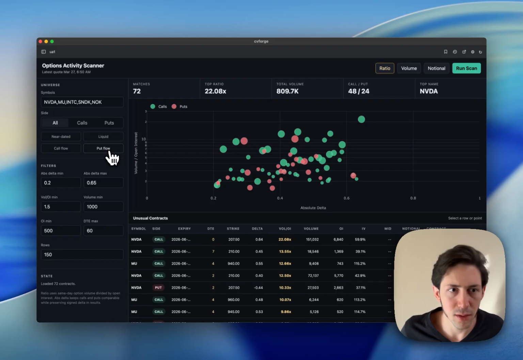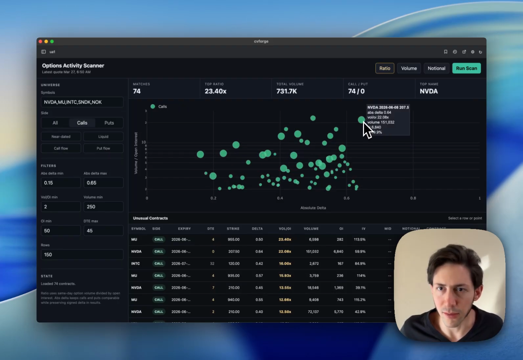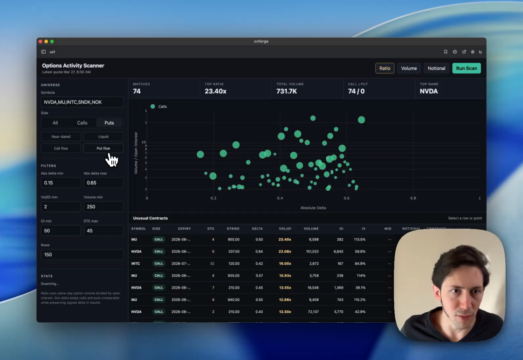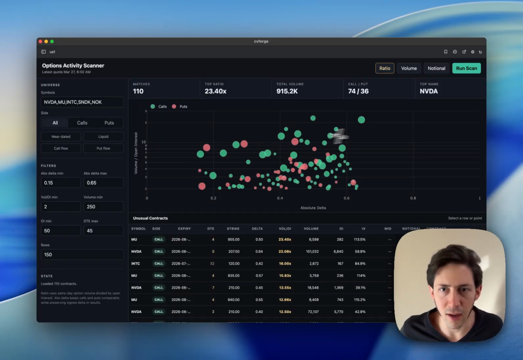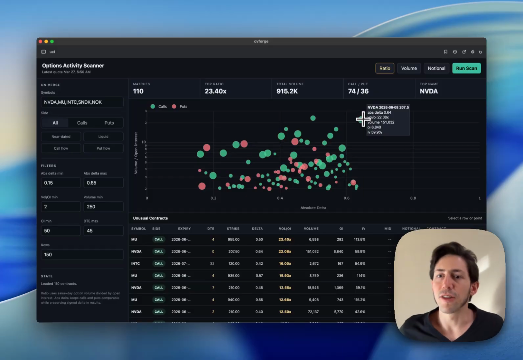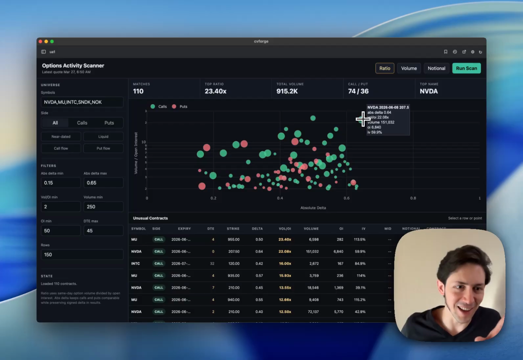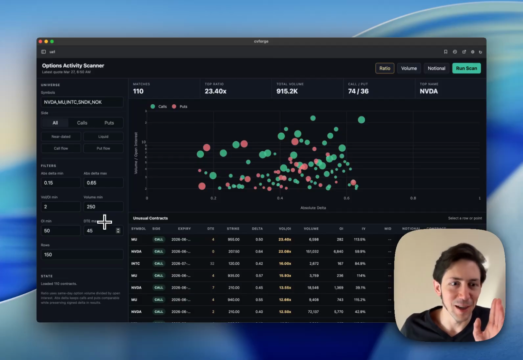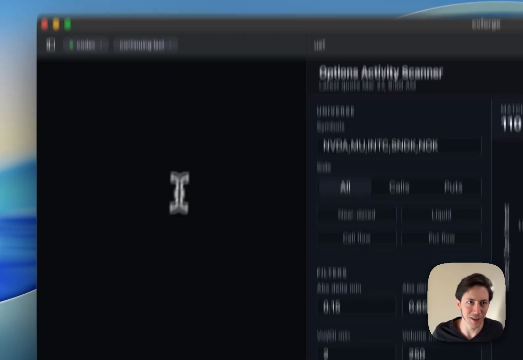Liquid. Call flow. Interesting. Put flow. Interesting. Okay, let's see this one right here. This is an NVIDIA June, and absolute delta of... this is not good. Okay, so you know what the problem is? I can't select for DTE minimum. So I'm just gonna ask it to do that, right? Like, what am I even doing here?